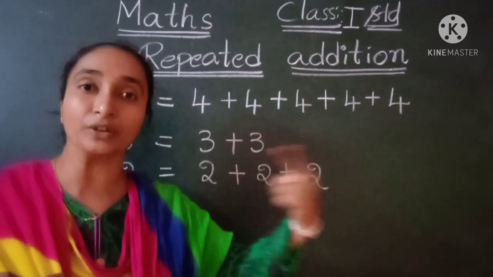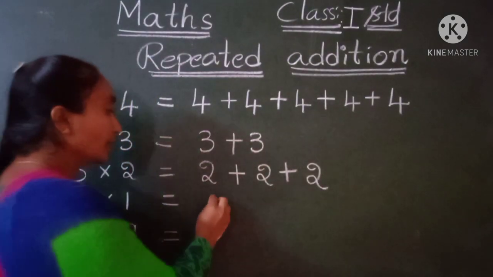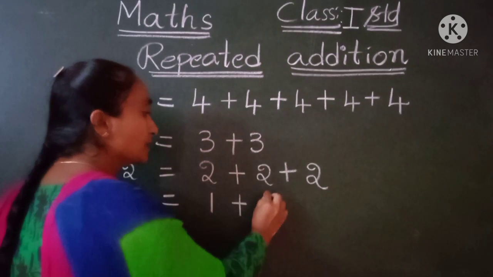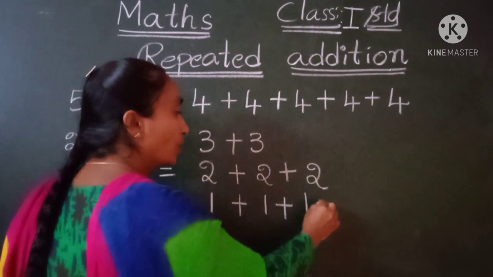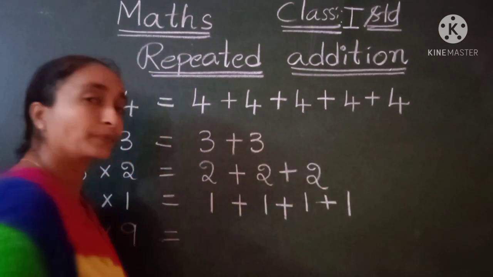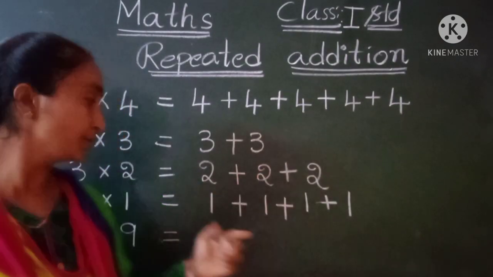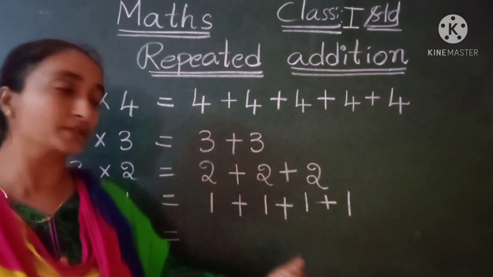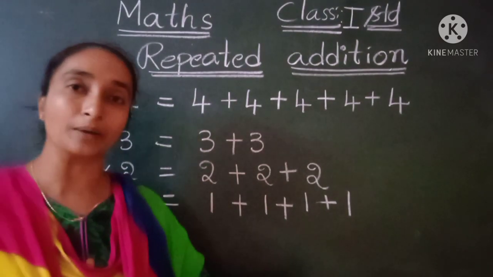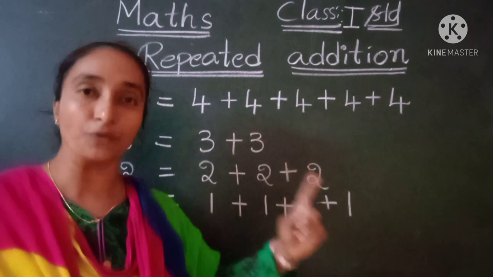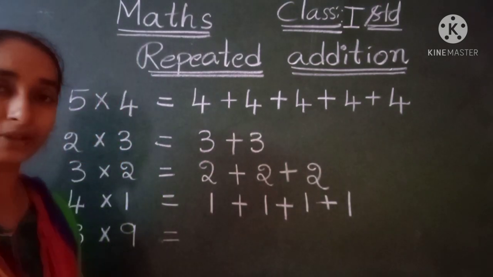So 1 should repeat for the 4 times. Now 1 plus 1 plus 1 plus 1. So this 1 should repeat for the 4 times. So 4 groups. This is the number 1. So in every group there is only 1, 1, 1. So here we have completed.